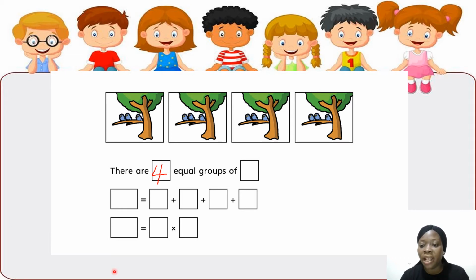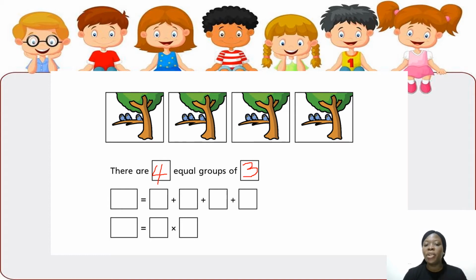Okay, and on these trees we have some birds sitting on them. How many birds are sitting there? 1, 2, 3. So there are 3 birds on each tree. So there are 4 equal groups of 3.